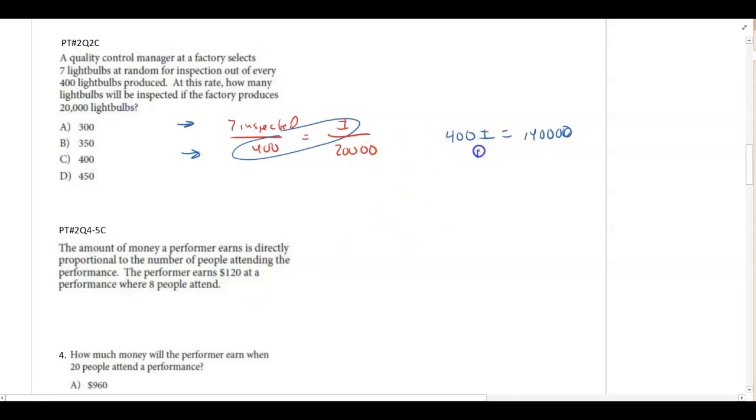You get 350. So 350 light bulbs would be inspected.